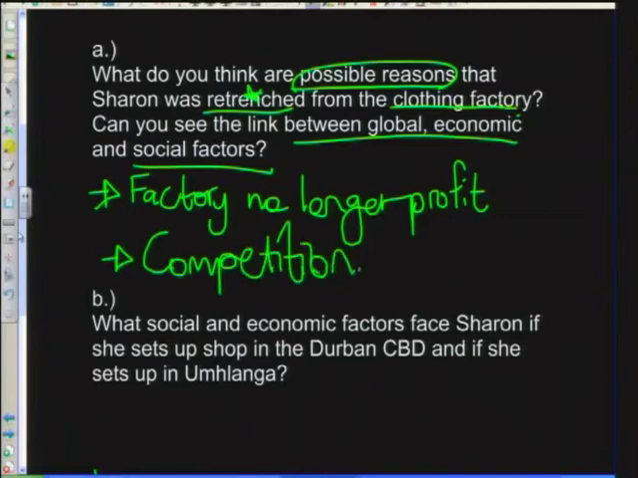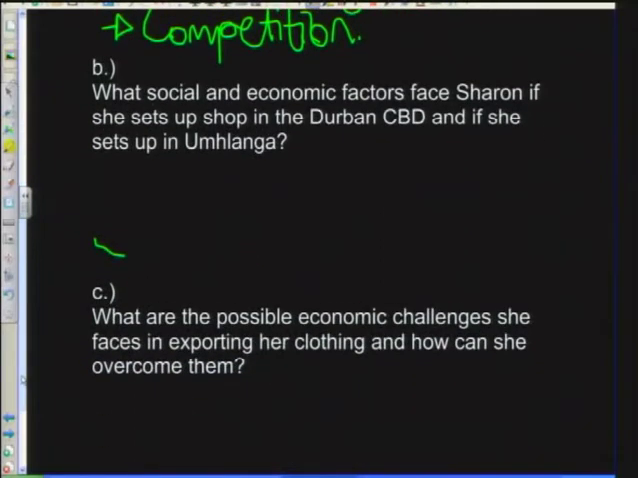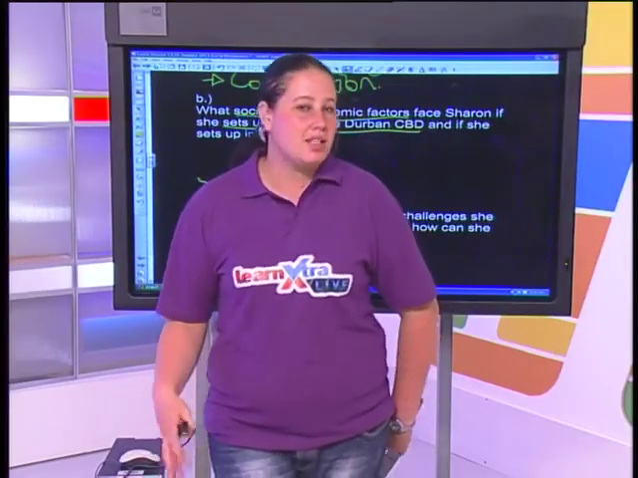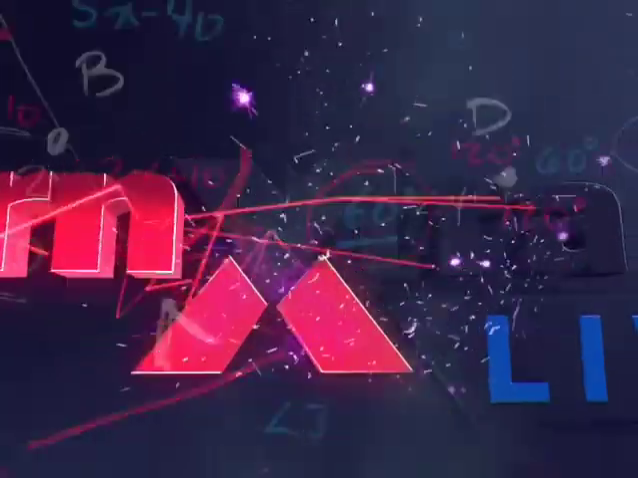And before I hand over to Indiana, I want you to think of this one. What social and economic factors face Sharon if she sets up a shop in Durban CBD and if she sets up in Umhlanga? Remember, CBD, we've got crime, we've got unemployment, things like that. Umhlanga, less crime, but higher prices. So you think about that.